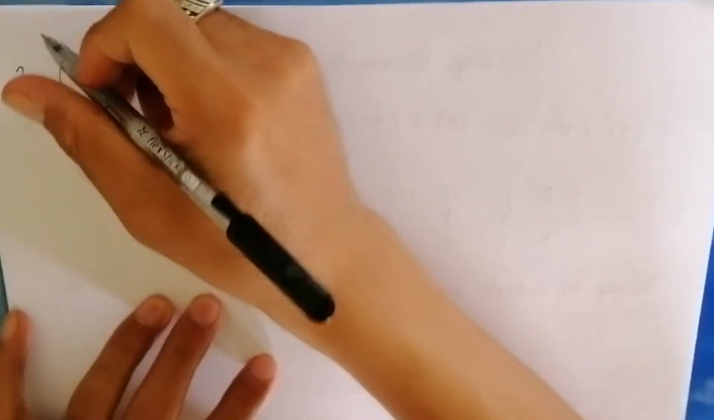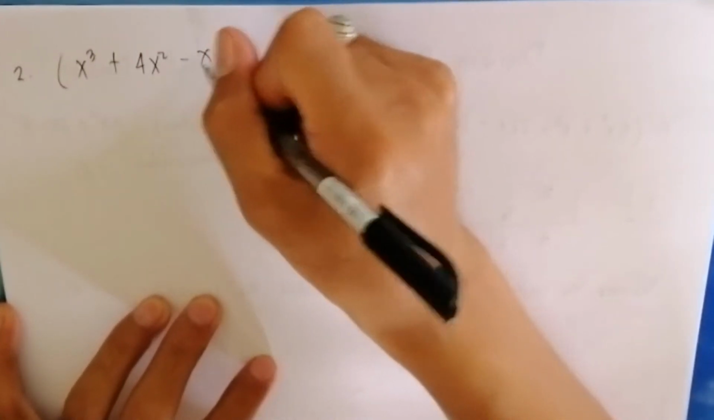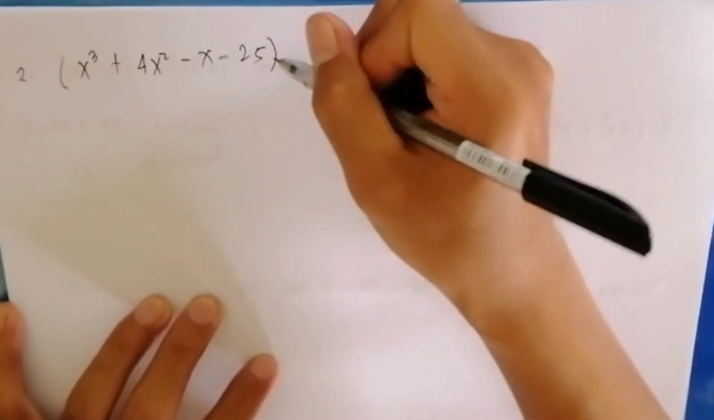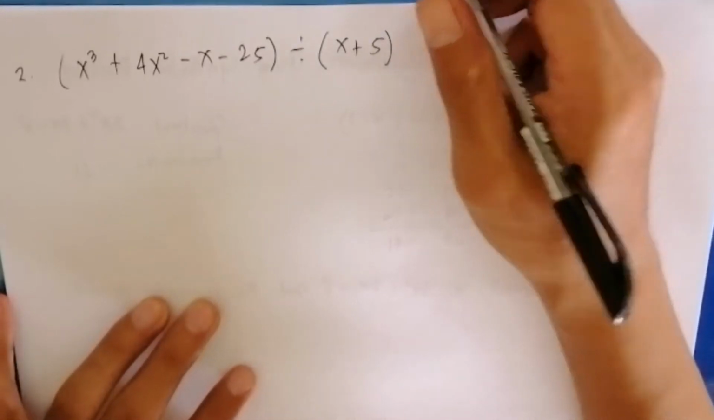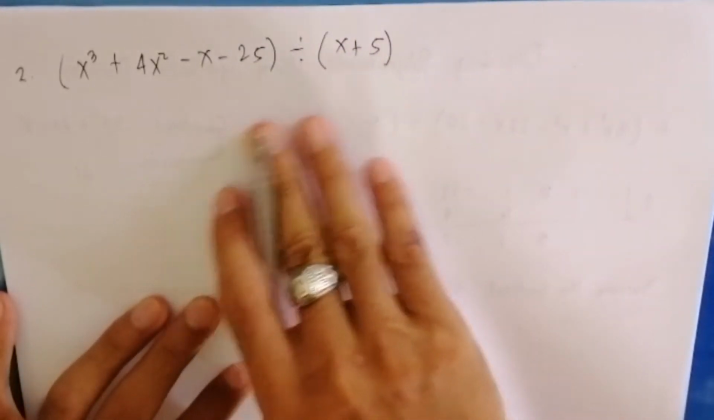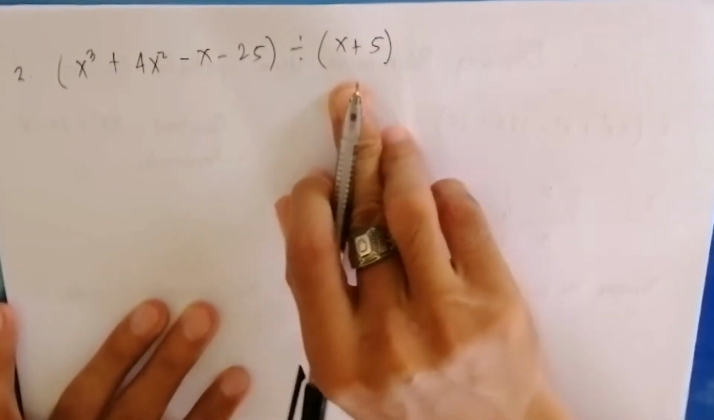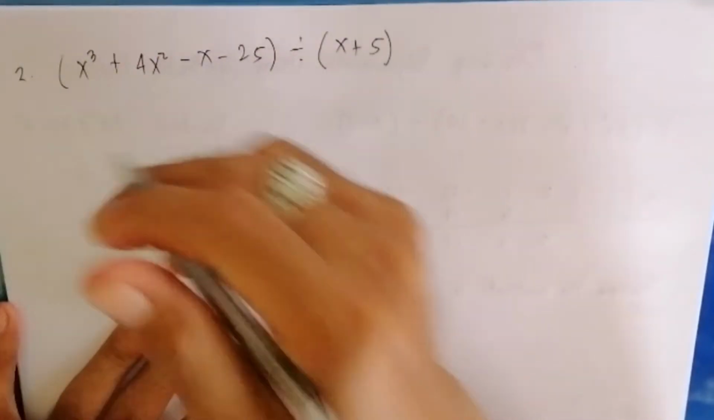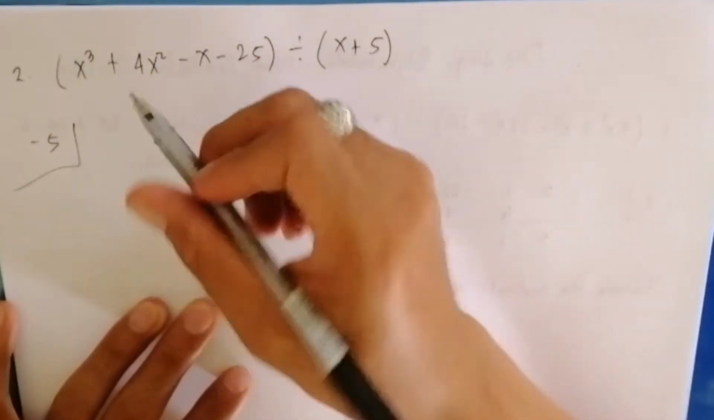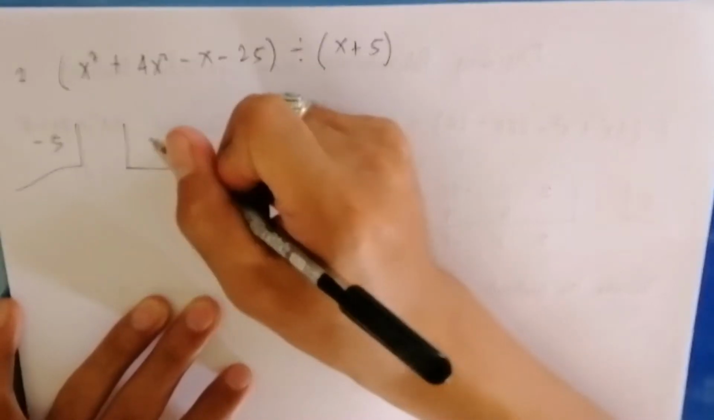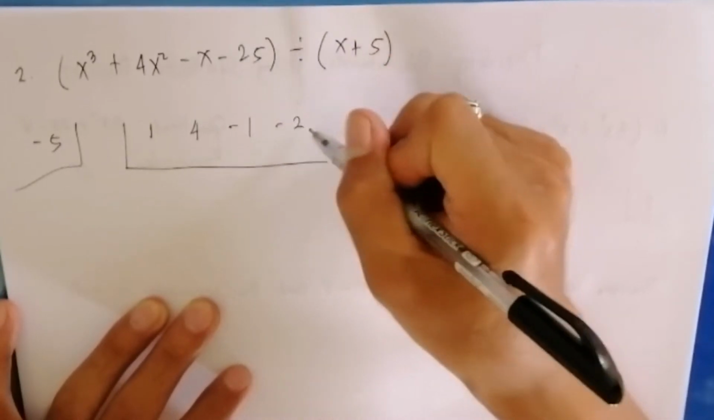Okay, number 2, we have x cubed plus 4x squared minus x minus 25, divided by x plus 5. Since the operation of our divisor is positive, use the opposite sign, so negative 5. Then you have, the first term, 1, 4, negative 1, and negative 25.